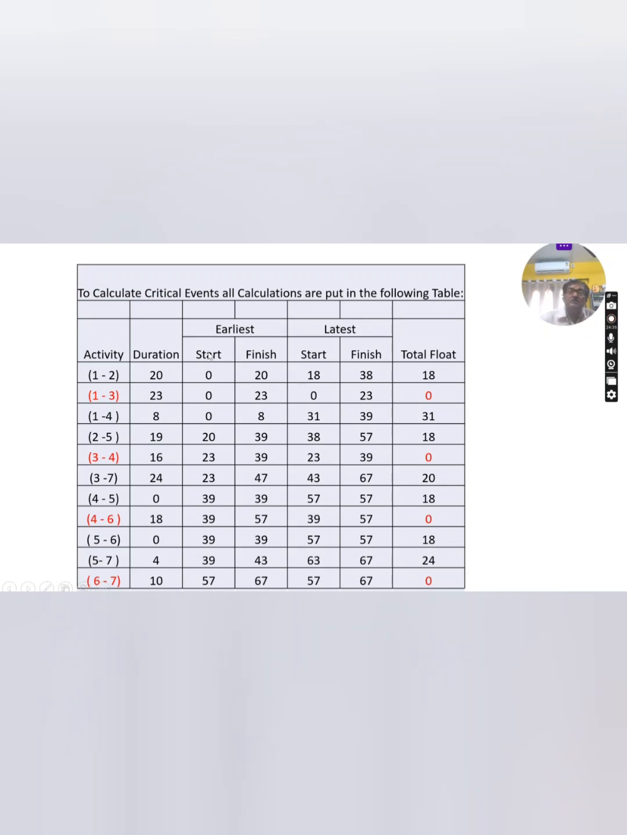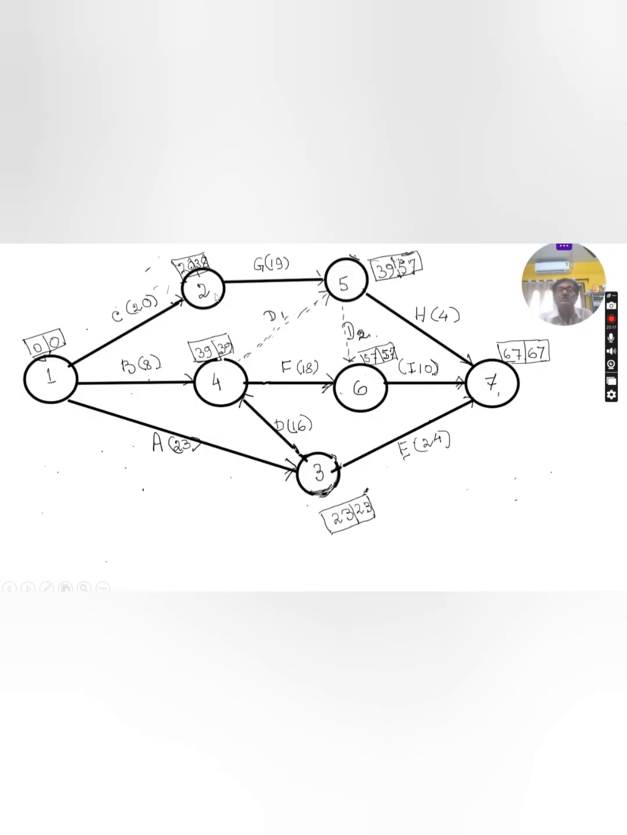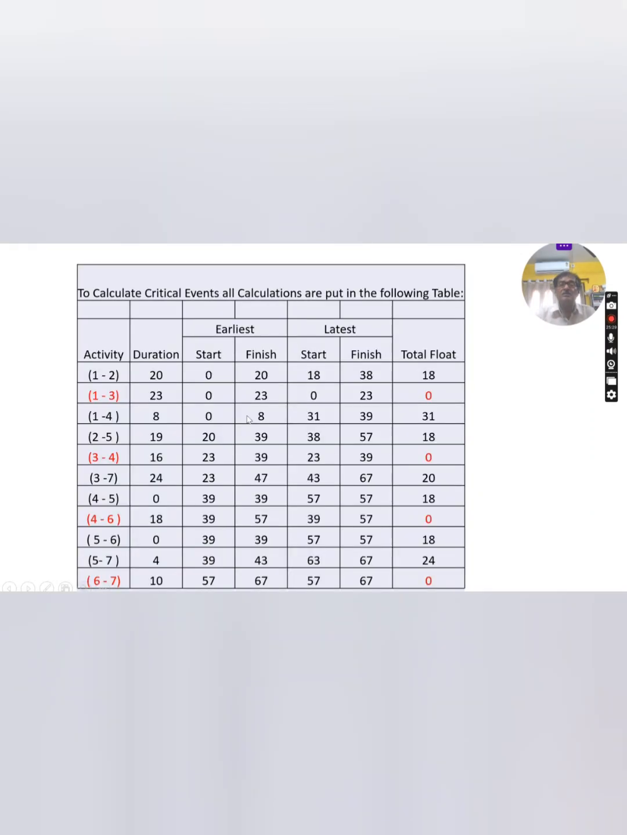What have we computed? We have computed earliest start time and latest finish time. Just put all these values from the figure. Then I will discuss how to find this column, earliest finish and latest start. So you have these values. You can check 1-2 is starting at 0, 1-3 is equal to 0, 1-4 is equal to 0. Now I am showing 2-5. For 2-5, the earliest start is 20 and the latest finish time is 38.